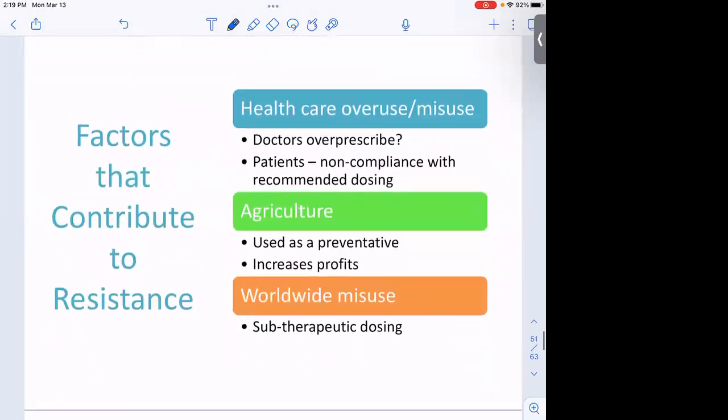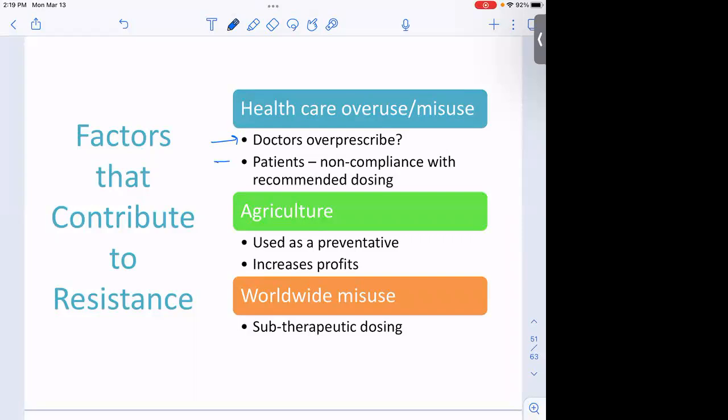What kind of things contribute to resistance? Well, healthcare overuse and misuse. I think this happens a lot less now than maybe what it did 10 or 20 or 30 years ago. Doctors are not going to prescribe something for an ailment that they know is not bacterial, at least hopefully, at least ethically, they wouldn't do that. So we're kind of understanding that we should only use antibiotics when we absolutely need to.